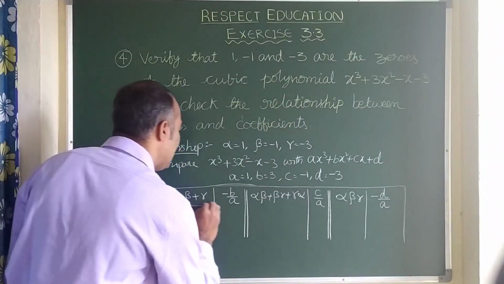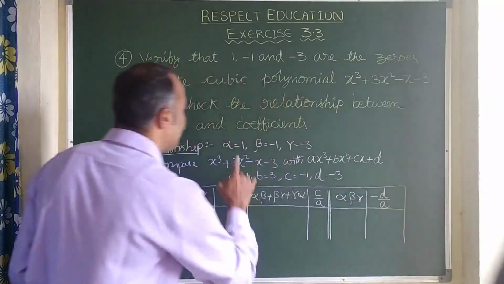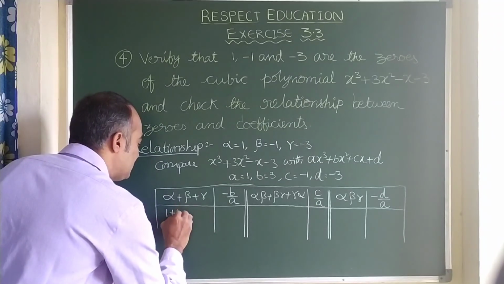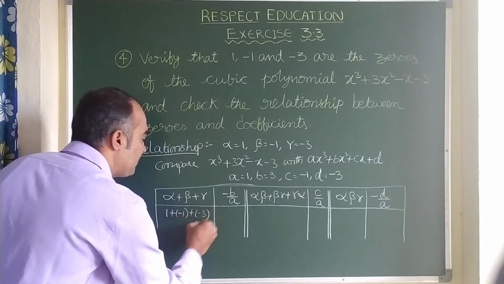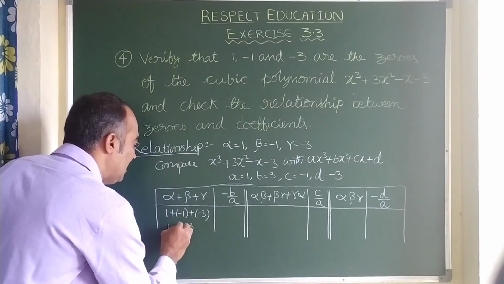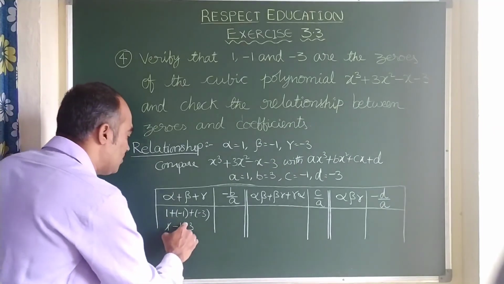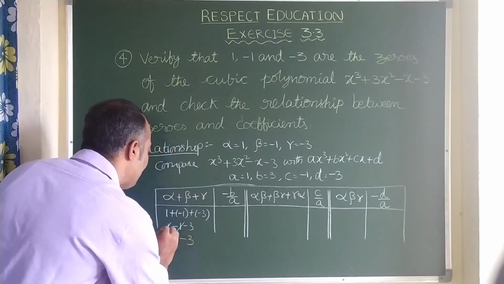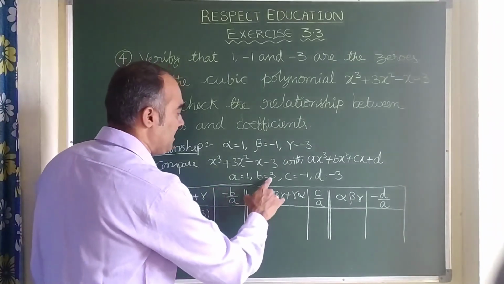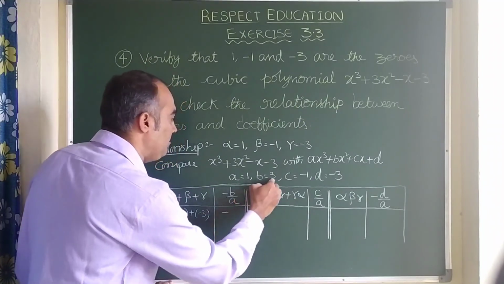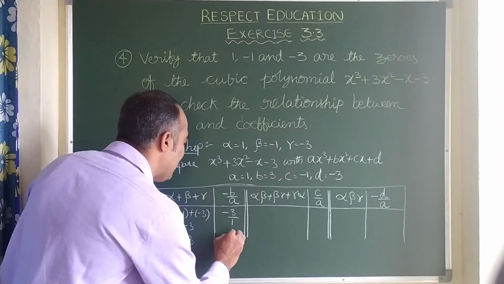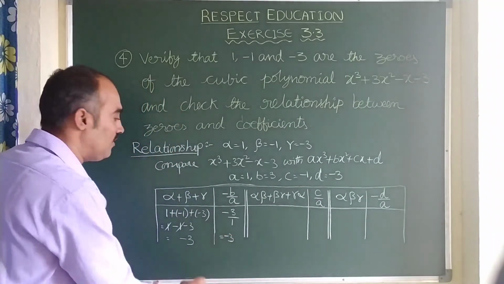Let us check these values now. First let us write alpha plus beta plus gamma, that is 1 plus minus 1 plus minus 3. It can be written as 1 plus and minus is minus 1, plus and minus is minus 3. The 1 negative and 1 positive get cancelled. So here we get minus 3. Next, minus b by a. Here minus b, b is 3, a is 1. Minus 3 by 1 is minus 3.